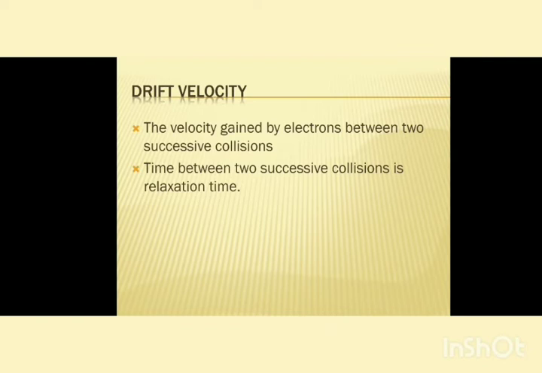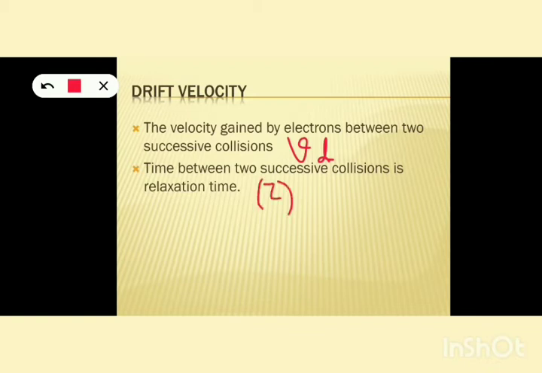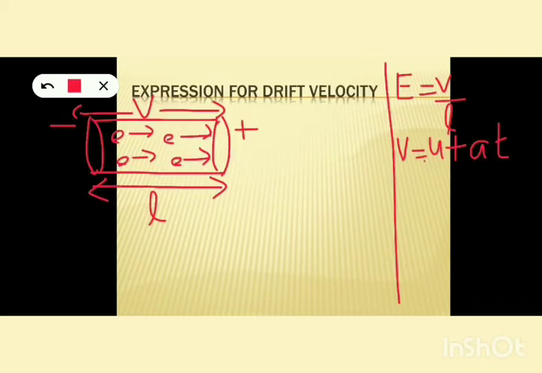So this is drift velocity, velocity gained by electrons between two successive collisions, and it is denoted by V suffix D. And what is relaxation time? It is the time between two successive collisions, and it is denoted by the symbol tau. Children, let's find out an expression for drift velocity. So for that, consider a conductor as shown in the figure.